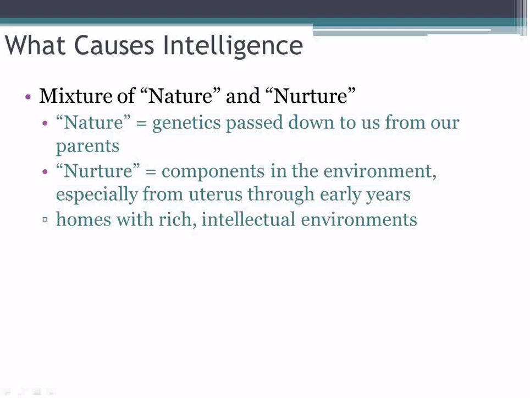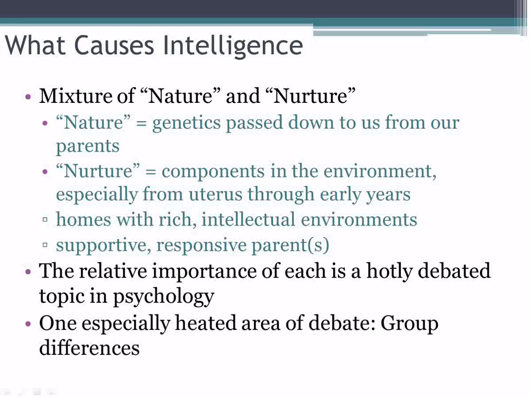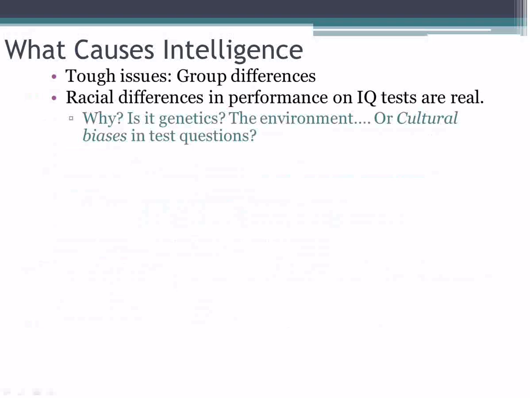Now, as for the cause of intelligence, the research suggests that there is a mixture. There certainly is a genetic component to intelligence. So there certainly is nature, but there's also nurture, environment, especially from the uterus through the early years. Homes with rich intellectual environments, supportive, responsive parents, these tend to be the best homes for developing intelligence. Although the relative importance of each of these is a pretty big debate, especially because of these group differences.